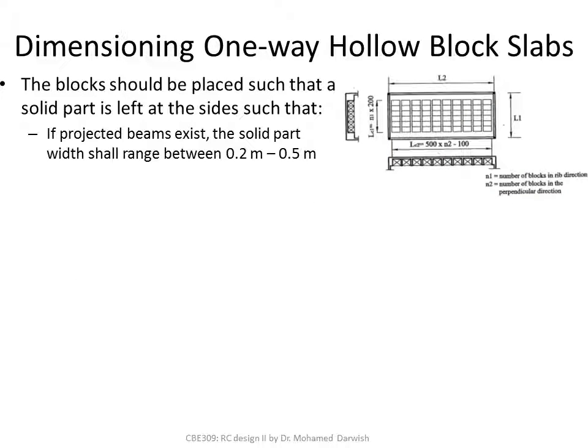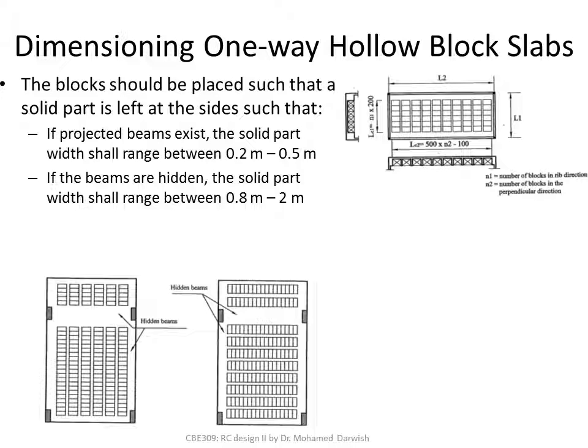When dimensioning one-way hollow block slabs, you first need to understand that the beams could be either projected or hidden, or you could have some projected and some hidden. If you have projected beams, the solid part of the width shall range between 0.2 to 0.5 meters. If the beams are hidden, the solid part of the width should range between 0.8 to 2 meters. So these are the hidden beams. Of course, architects prefer hidden beams because they don't like anything projected, for aesthetic and other reasons.